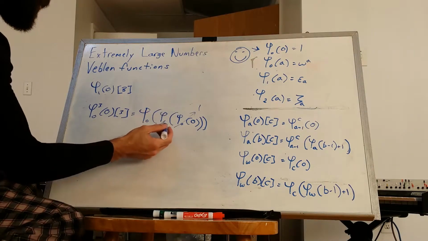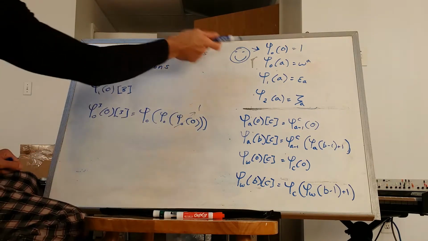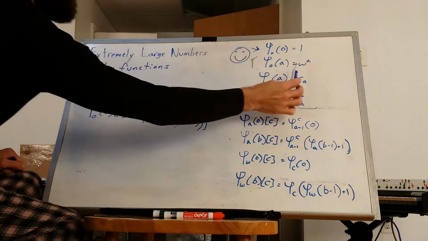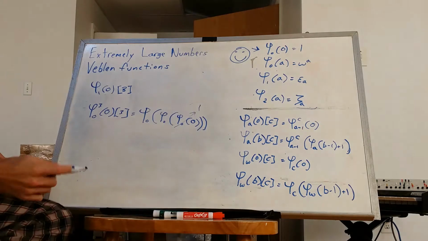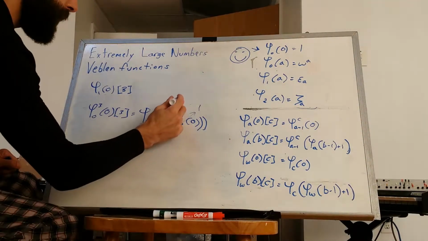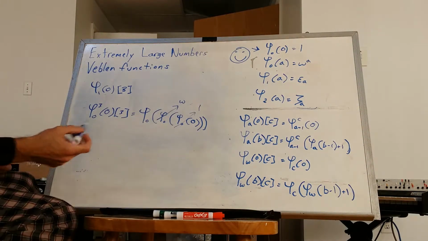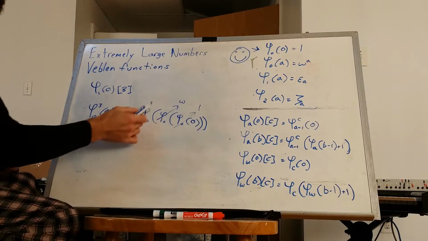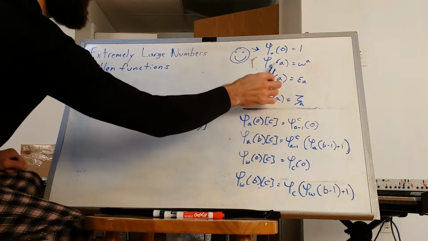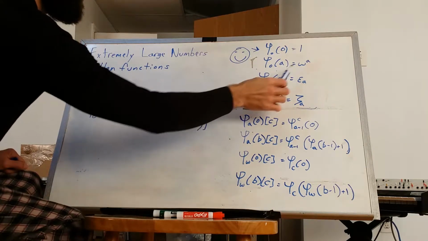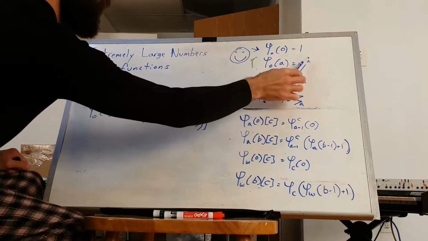Phi of 0 of 1, we can use this rule here. Well, what happens when you plug a 1 into the omega slot here? That's just going to be omega to the power of 1, which is just omega. So we're going to write out omega here. And now phi 0 of omega, that's again omega and exponentiation, and you're allowed to put an omega in this slot here. So this is going to be omega to the omega.